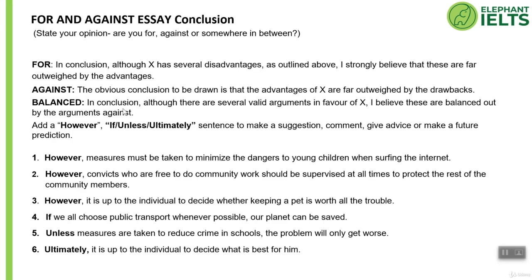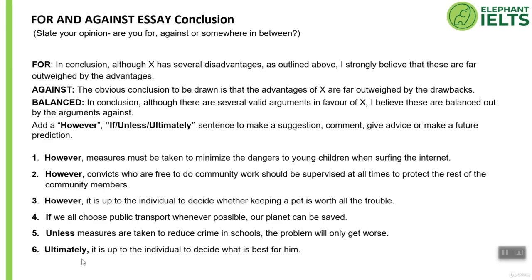If you are somewhere in the middle, you could say, in conclusion, although there are several valid arguments in favor of X, I believe these are balanced out by the arguments against. Often it's a good idea to round off your conclusion with another sentence. You could begin with any of these, however, if, unless, or ultimately, to make a suggestion, to comment, to give advice, or make a future prediction.